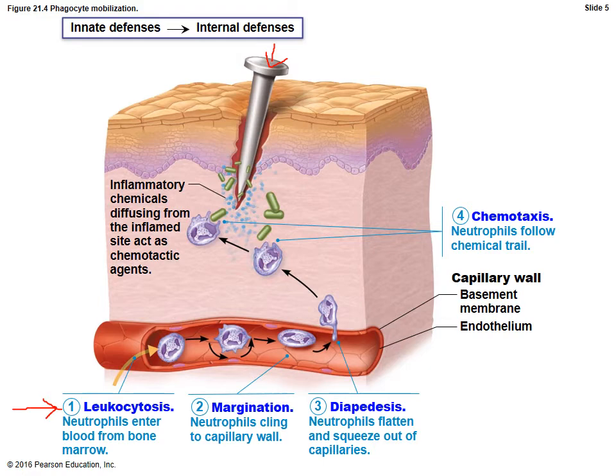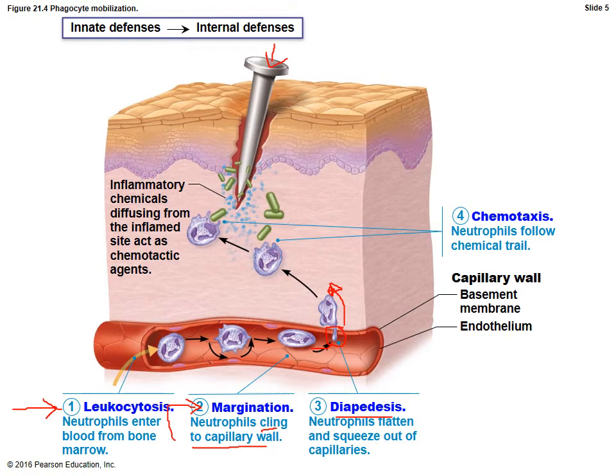Now, the next thing we're going to see is as they're in the blood vessels and moving around, when they get closer to the site of injury, we're going to see margination. Margination means that the white blood cells are going to start clinging to the capillary wall. And the reason they're clinging is because they're looking for an open spot so that they can do diapedesis. And diapedesis basically means that they're going to use that little open spot, and remember we have an increase in permeability, and they're going to use that to flatten and squeeze themselves out of the blood vessels and into the tissue where the inflammation needs to occur.